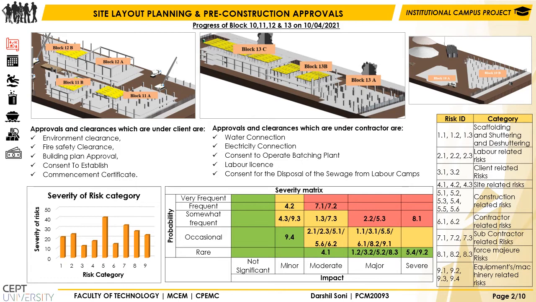Pre-construction approvals and clearances required for the project, which are either under the client or the contractor, are identified. A risk severity matrix with the help of risk probability and impact was also prepared. The maximum severity goes to construction-related risk, which can also be seen from the bar graph, and which should be minimized. The risks with different severity have also been mentioned.